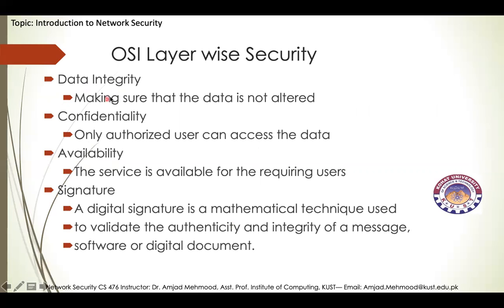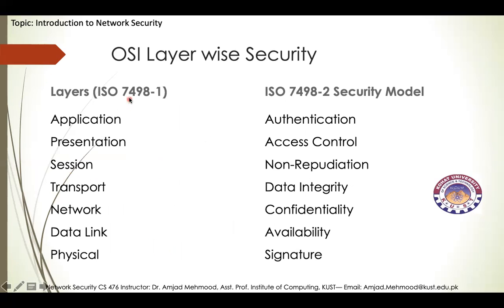Data integrity, making sure that data is not altered over the network. Confidentiality, only authorized users have access to send or receive the information. Availability, services available for the required user only. Signature, a digital signature is a mathematical technique used to validate the authenticity and integrity of a message, software, or digital document. So this is the OSI security model.